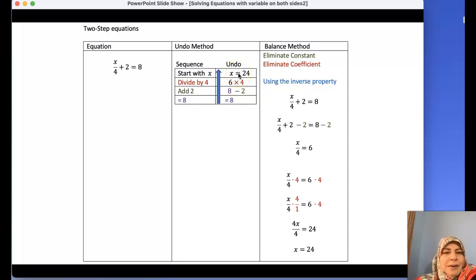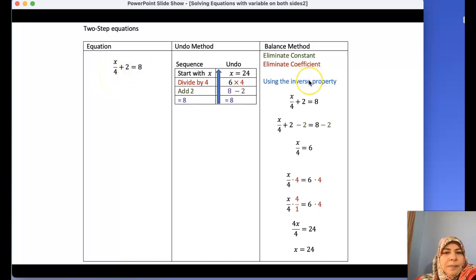Now, what happened here is really important to focus on, especially with the balance method. A lot of students really get confused. Oh, I need x to be isolated. So I have 2 as a constant, and I have 4 as a coefficient. A lot of students think that you have to multiply by 4 first. That's not true. Look at what happened with the undo method. What you did first, you subtract the 2 first. Means you eliminate the constant first, and then the coefficient. Be careful, don't get confused with that.